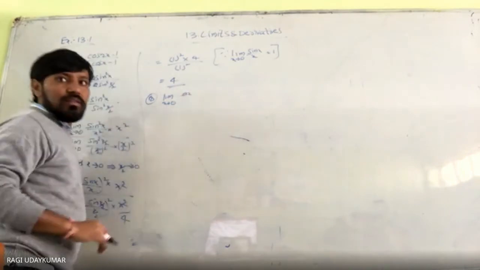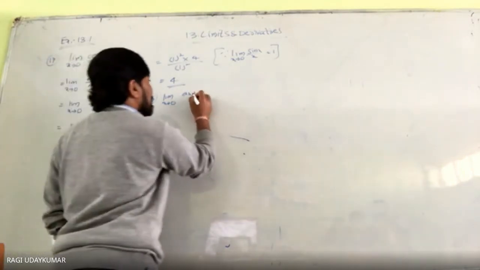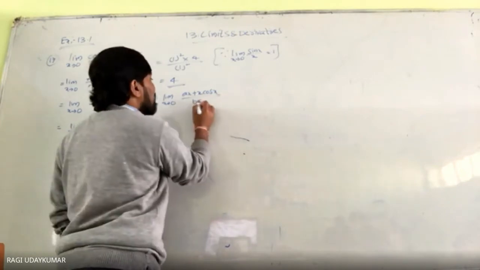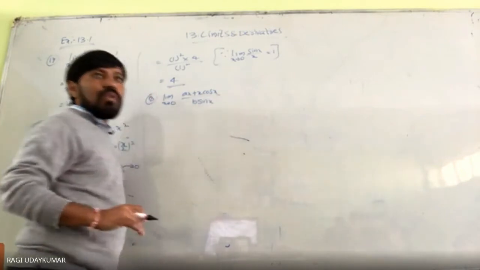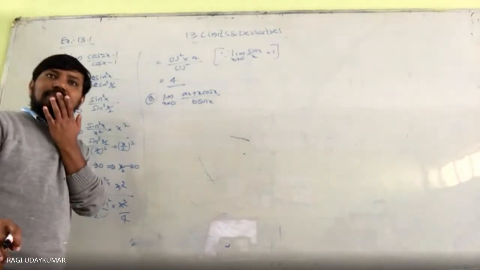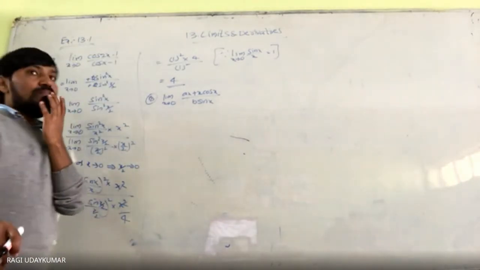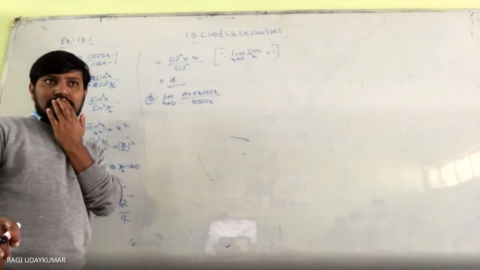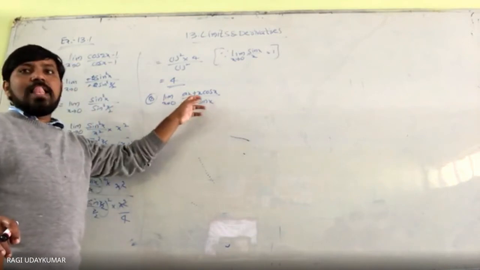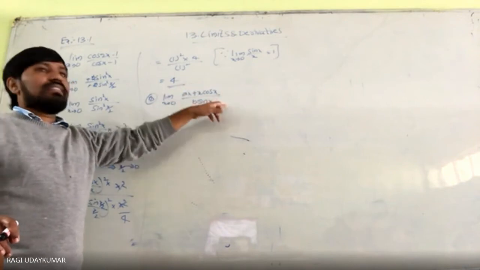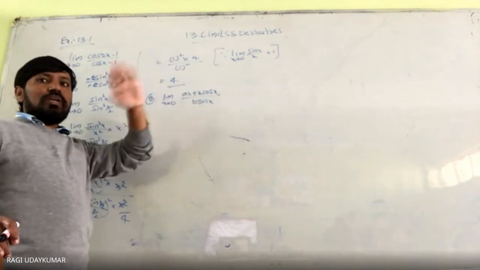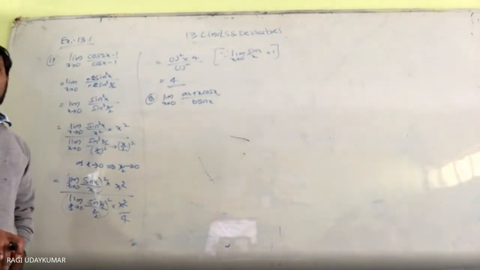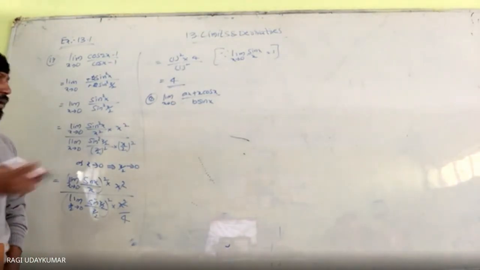Limit x tends to 0, (ax + x cos x) by (b sin x). Take x common and take that x to the denominator, so that we have sin x by x.